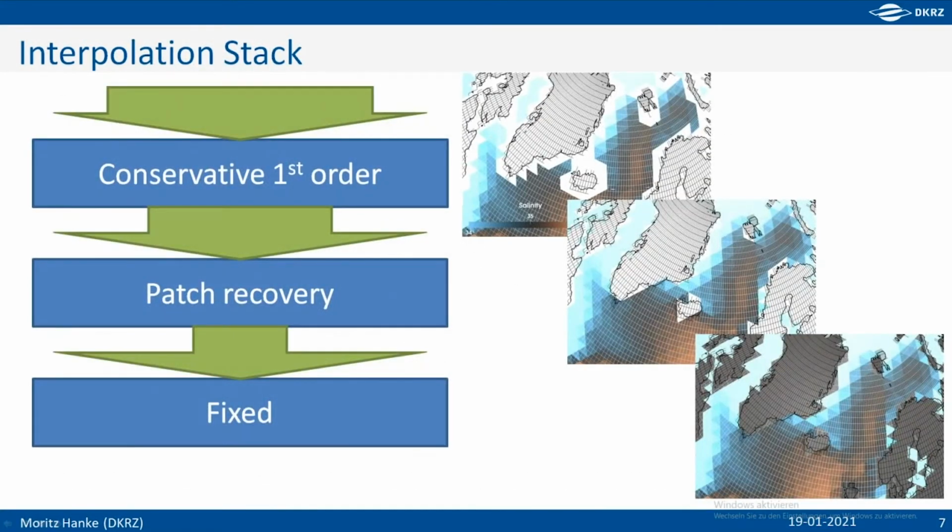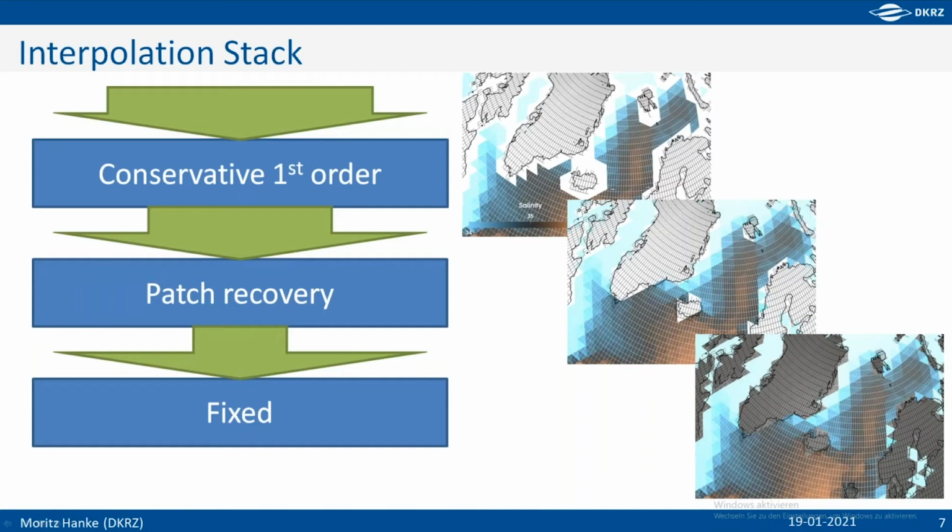We have also introduced a new concept for interpolation called Interpolation Stack. We have here a small example where we started by interpolating a field using a conservative first order interpolation. But in this configuration, it failed for all target cells that were covered completely or partially by land cells. That means all the land cells didn't get any value, and some of the coast cells also didn't get values.